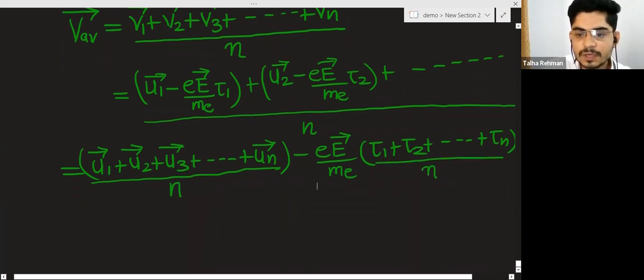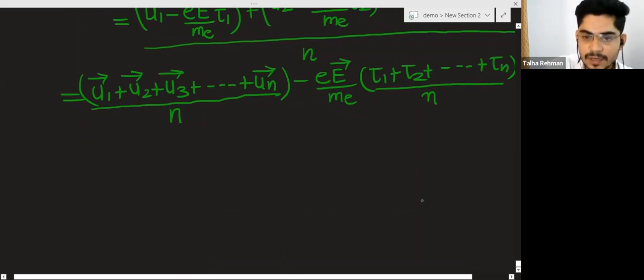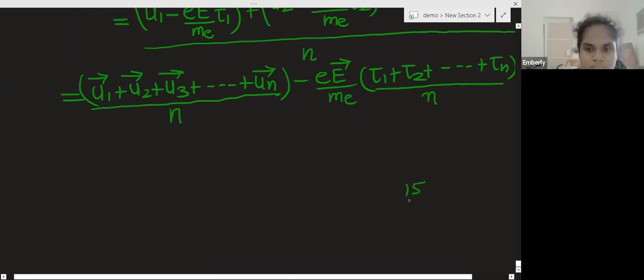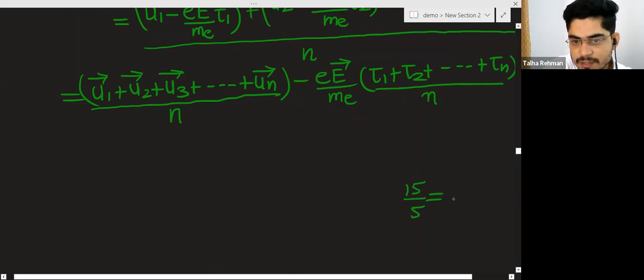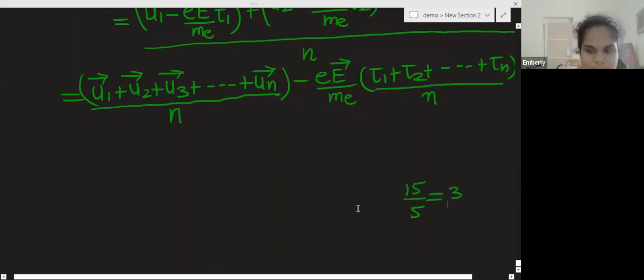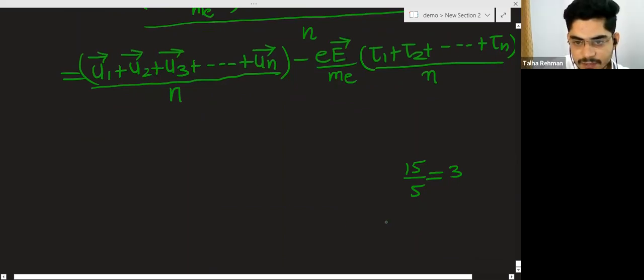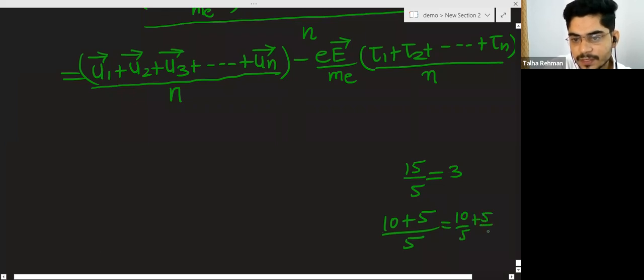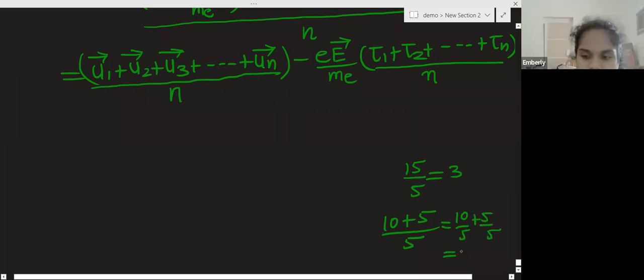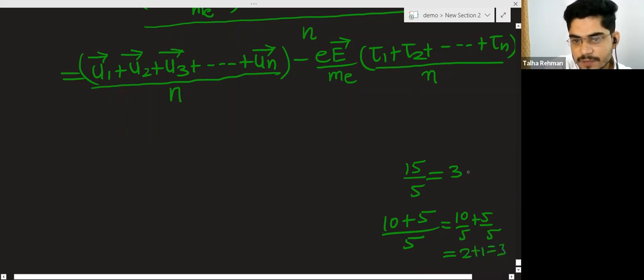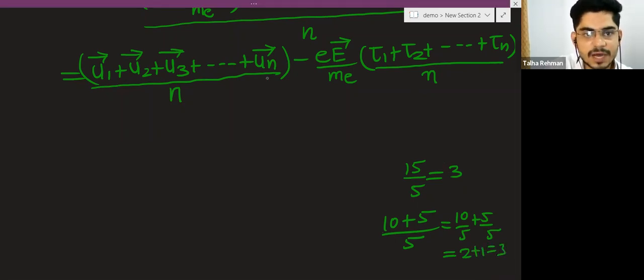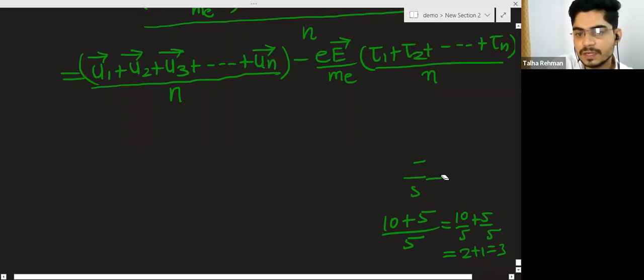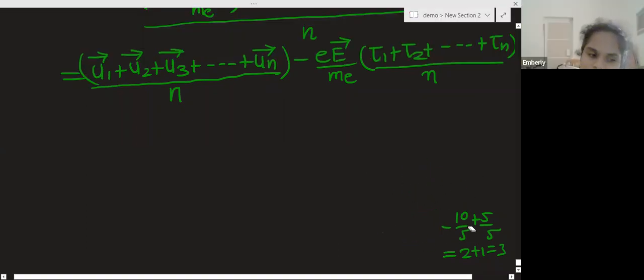If you know a little bit of mathematics, like I am telling you, this is 50 and this is 5, what is the answer? 3. Now I am writing it as 10 plus 5 divided by 5, and now I am writing it as 10 divided by 5 plus 5 divided by 5. So you can get the answer here, 2 plus 1, which equals 3. This is the law of mathematics. So I am using this simple mathematics of, I think, 7th or 8th class.